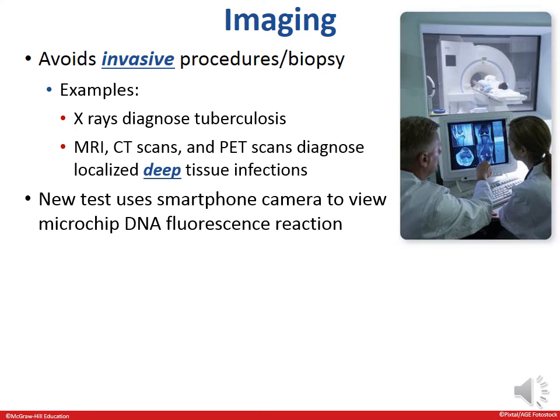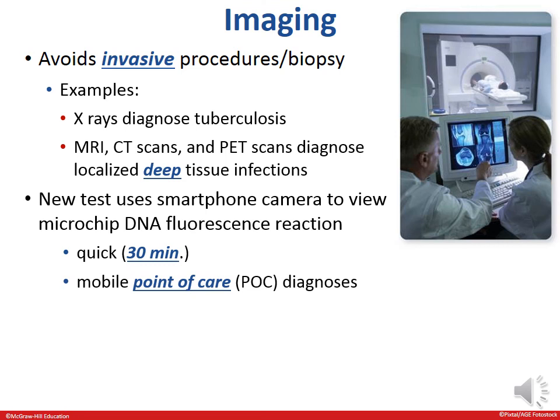One company has actually even developed a system where the camera on your smartphone can actually be used to detect the fluorescence of a DNA reaction on a microchip like we just saw. And so these types of tests are really quick. So, within 30 minutes you can have that diagnosis. It's going to be really important again for places that are remote.